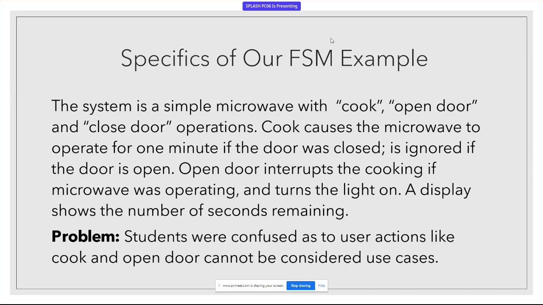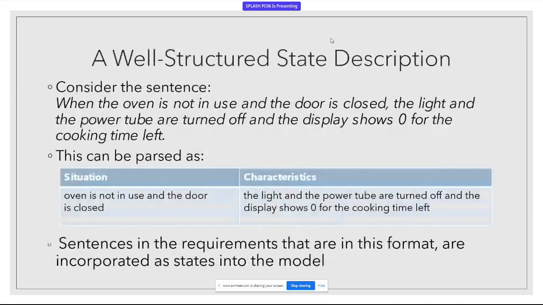So students are confused as to why we can't have things like pressing the cook button or opening the door considered use cases. Then we show them the limitations of the use case in an environment like this, in a problem of this kind.